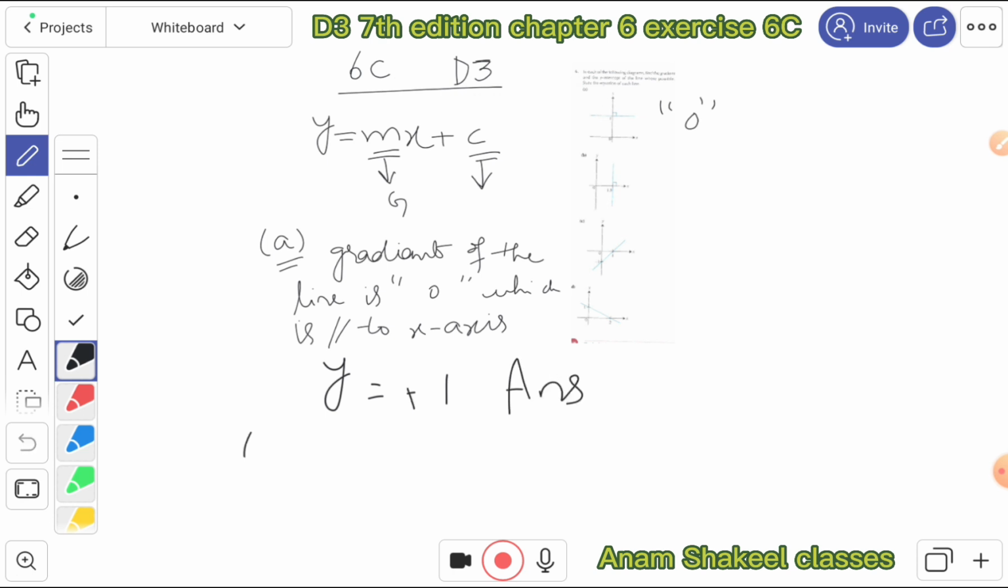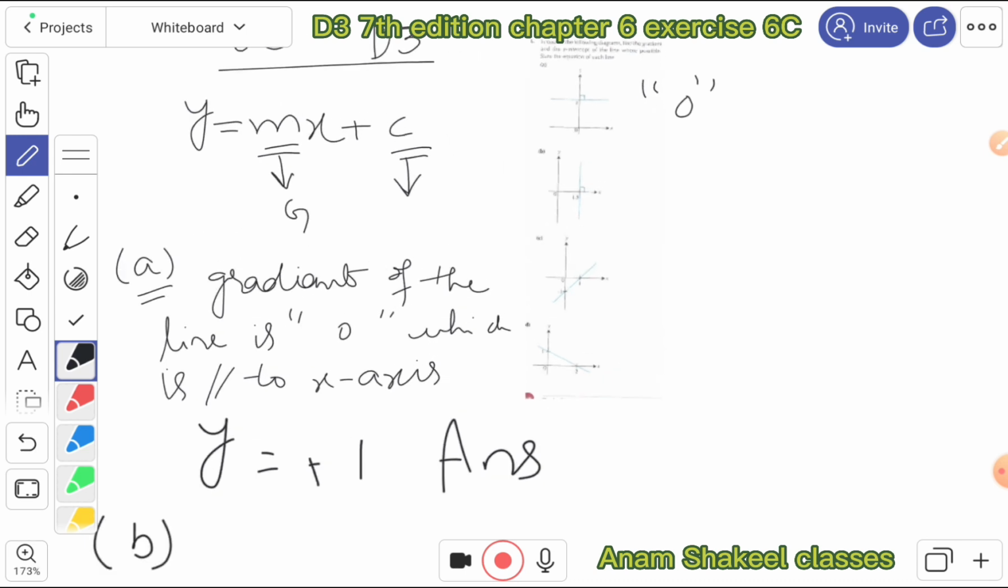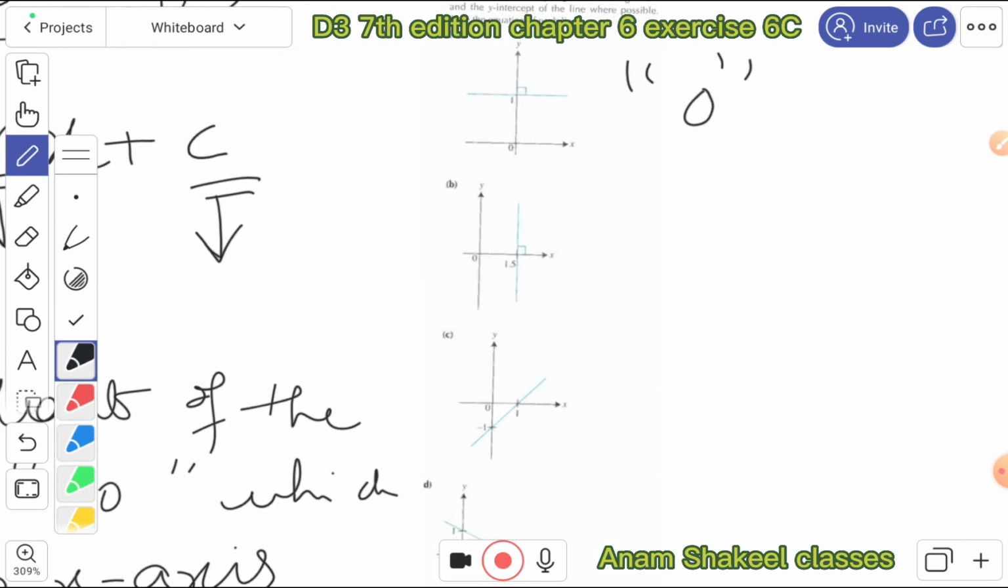Alright, now come to part B. Now you can see that this line is parallel to the y-axis, and we already read at the start of this chapter that when a line is parallel to the y-axis, the gradient of that line will always be infinite. So the equation of this line is x = 1.5. That's it.